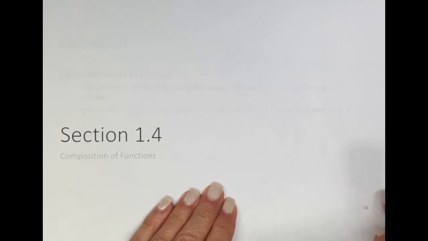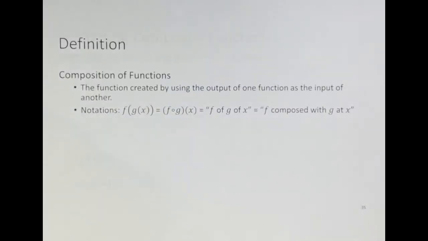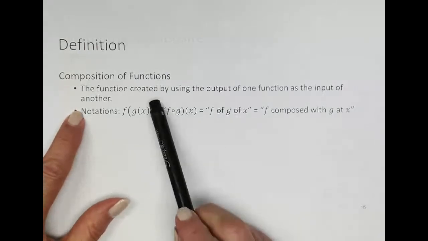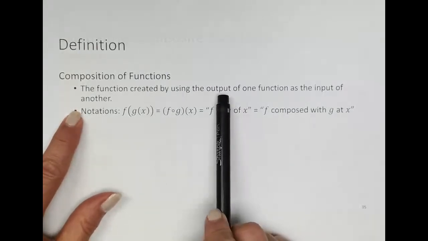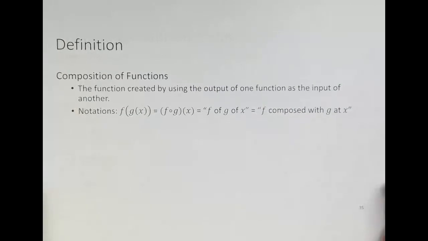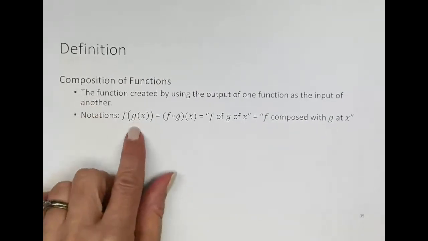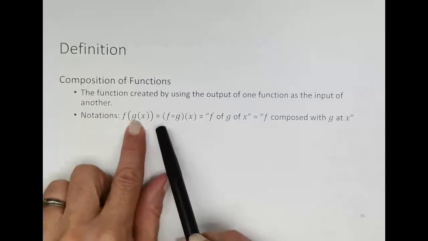Hello, this is the lecture for section 1.4, composition of functions. Now, what does it mean to compose functions? When we compose functions, the output of one function becomes the input of another, or a composite function is a function that's created by using the output of one function as the input of another. The notation that we use to describe composite functions is f of g of x.